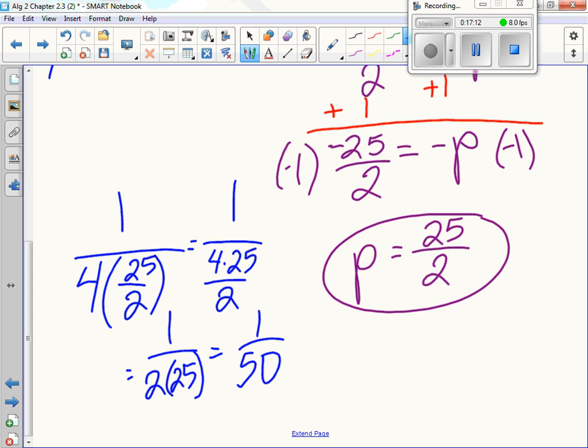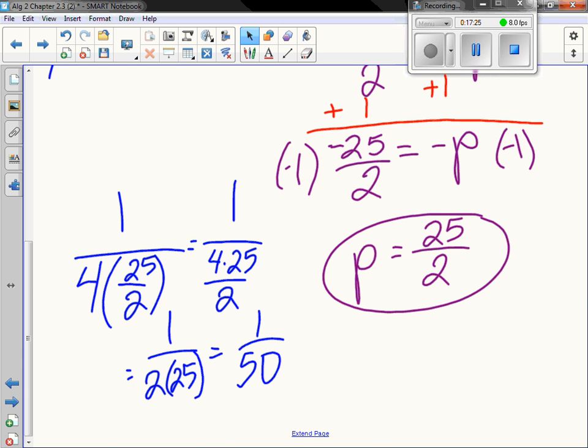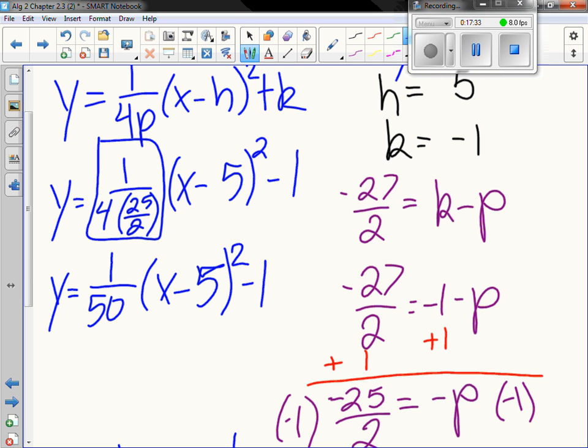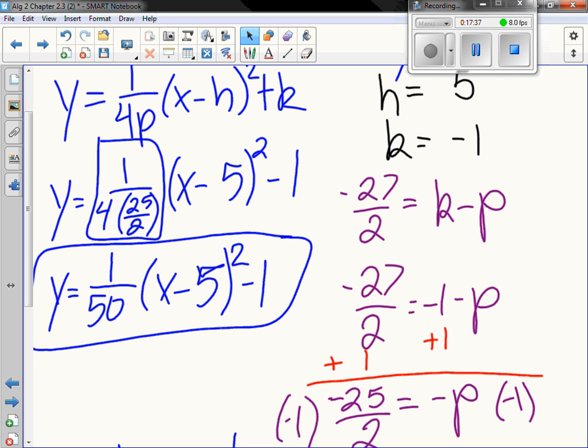If it worked out that there was a fraction in the bottom of this, like it had turned out to be, it just was 25 over 2. We have to simplify that. And the calculator will do that. It'll do that simplification for you. And that's our equation there. That's it. Any questions on this here?